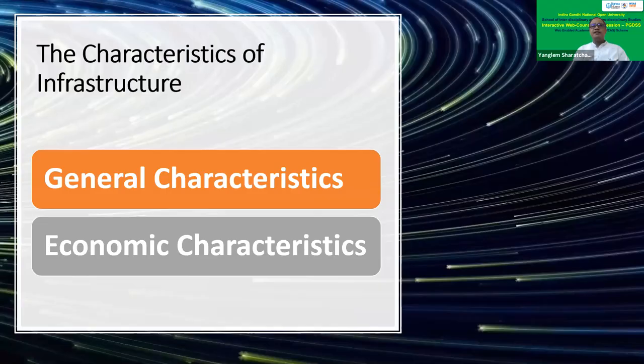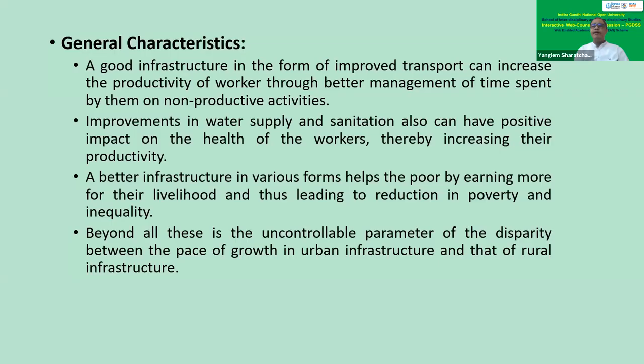infrastructure. What are the characteristics of infrastructure? You can look at two kinds: the general characteristics and the economic characteristics. When we talk about the general characteristics, for example, when we have a proper transport system, let us take an example, if your road infrastructure is good, then that will minimize your travel time. When you minimize your travel time, that has a positive impact on your output. That is the general characteristic.